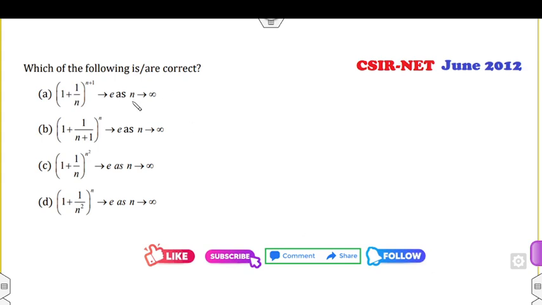Now you can see as n approaches infinity, we are talking about the limit. Always remember my shortcut trick, with which you can solve this problem in a 10 to 15 second time period. What is my shortcut tip for you?